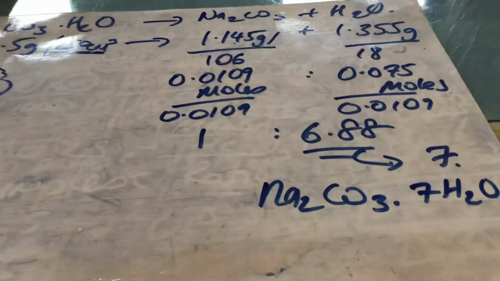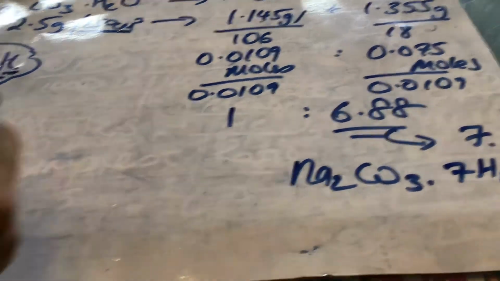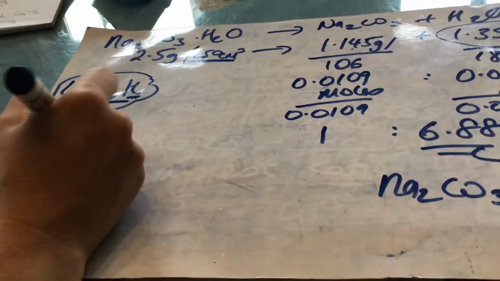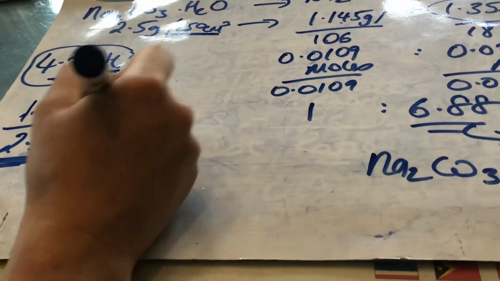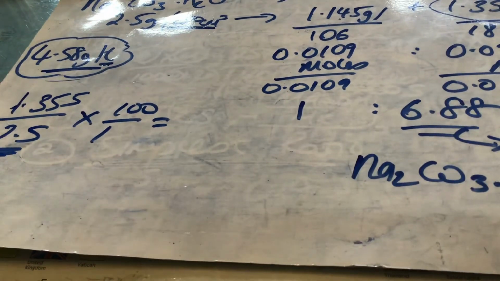Finally then, in that part, you were also asked, for part F, you were asked to calculate the percentage water of crystallization. So how much water? Well, look, you have 1.355 grams of water, 2.5 was your total washing soda, and then so change it into percentage then like that. Is that okay?